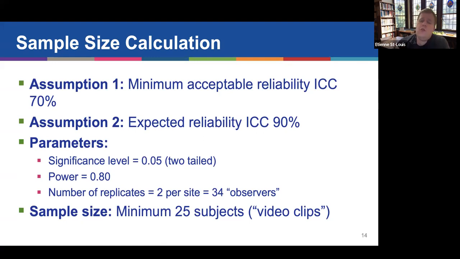But we're assuming that only 2 people per study site will actually participate in the study and provide us with their measurements, where in fact we are drawing from a much larger pool. So we're estimating about 34 observers. And with those parameters, the minimum sample size of subjects, so the minimum number of video clips that we need to expose the observers to in order to assess whether they can truly differentiate one from the other, is 25. Which comes out to about 3 to 4 video clips per level of the grading system.